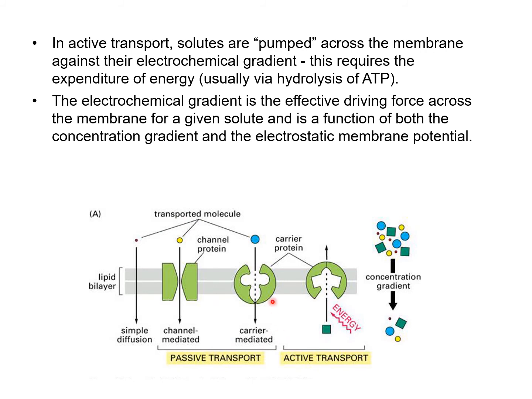In active transport, solutes are pumped across the membrane against their electrochemical gradient, and this requires the expenditure, or input, of energy, usually via hydrolysis of ATP, but it can be a different form of energy too, such as heat, light, or electricity. But in passive transport, the electrochemical gradient is the effective driving force across the membrane for a given solute and is a function of both the concentration gradient and the electrostatic membrane potential.